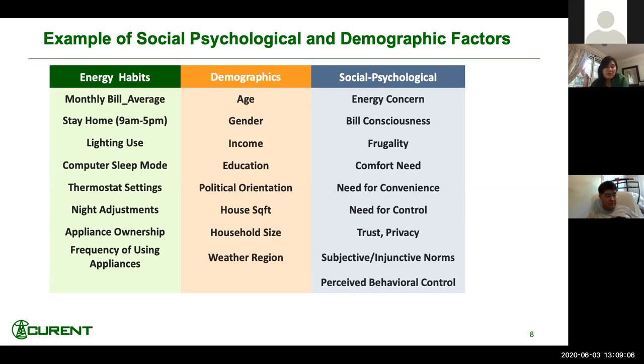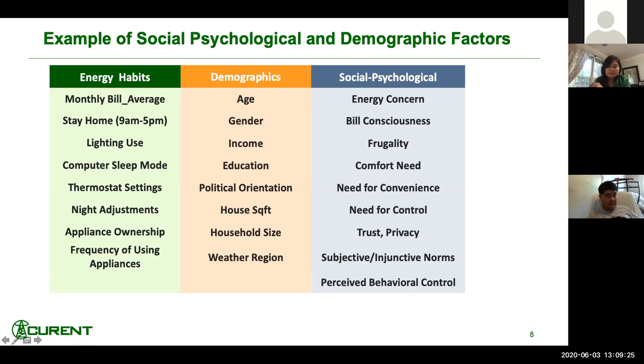And perceived behavior control is a social psychological factor. Like if you believe you can do it, most likely people will perform their actions. For example, if I believe I can lose weight, I most likely would do that. So that's also a psychological factor.